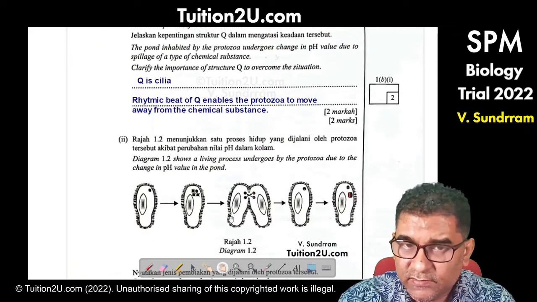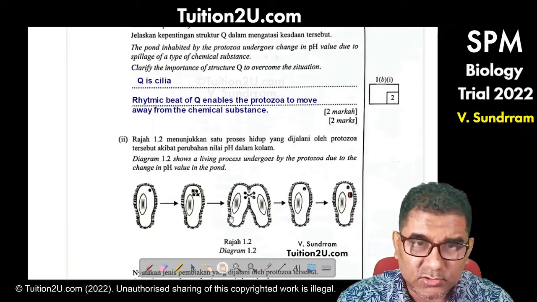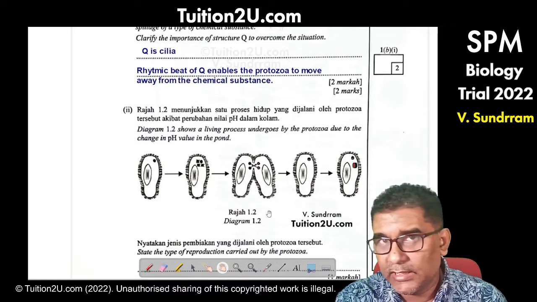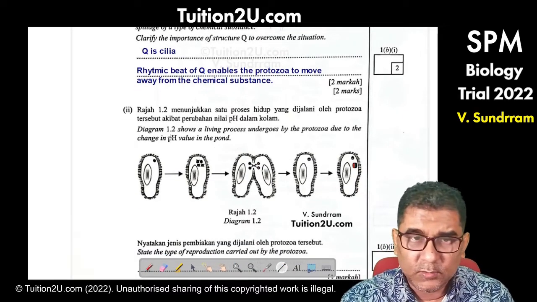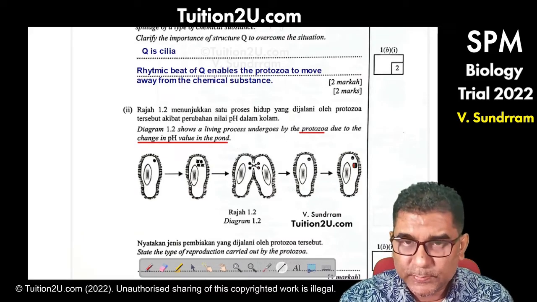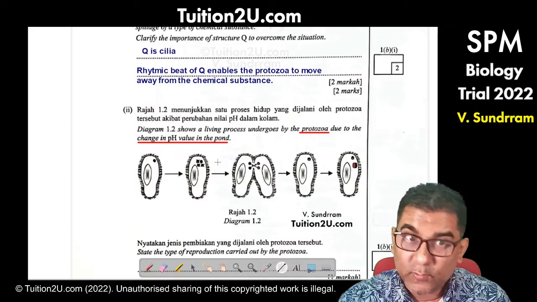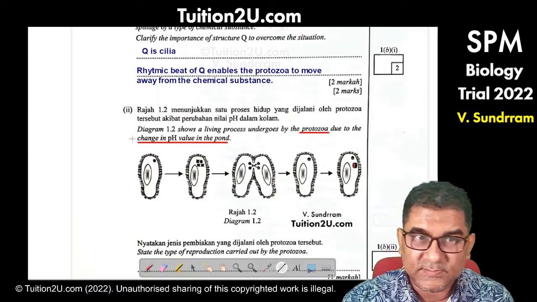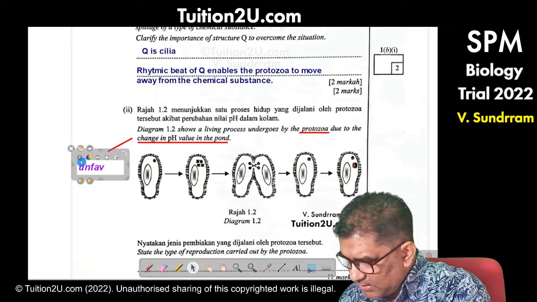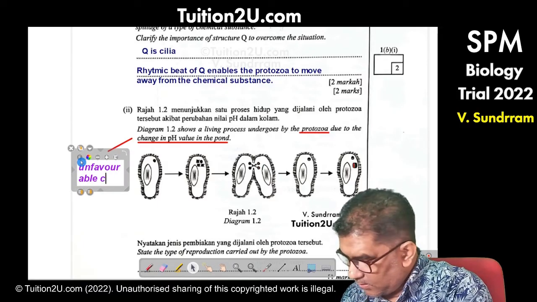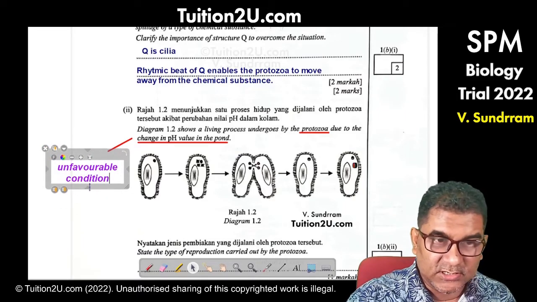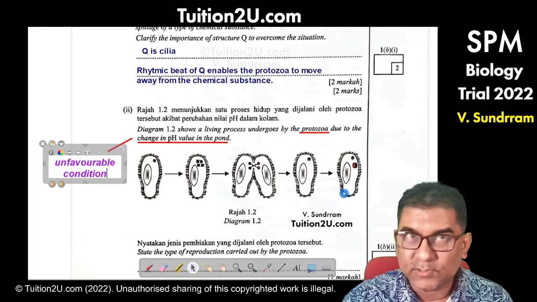Diagram 1.2 shows a living process undergone by the protozoa due to change in the pH value in the pond. So this one, take it as a clue. The words here are change in pH value in the pond. So this protozoa is doing this process when the pH value in the pond changes. If the pH value in the pond changes, that means this is actually an unfavorable condition. So under unfavorable condition, this Paramecium is doing this process.